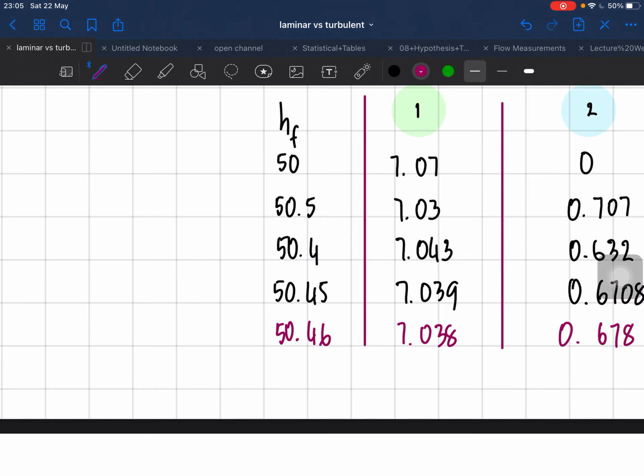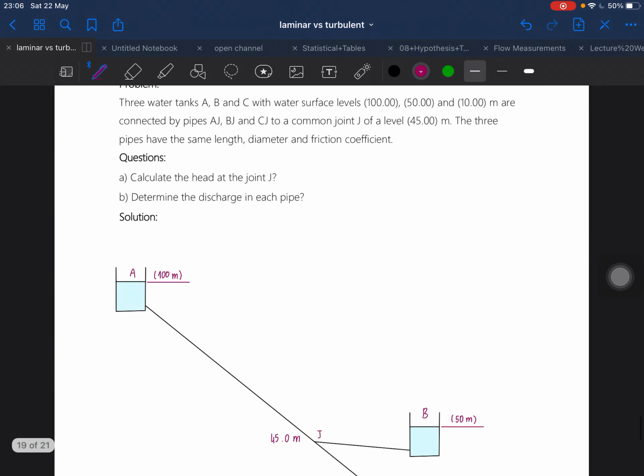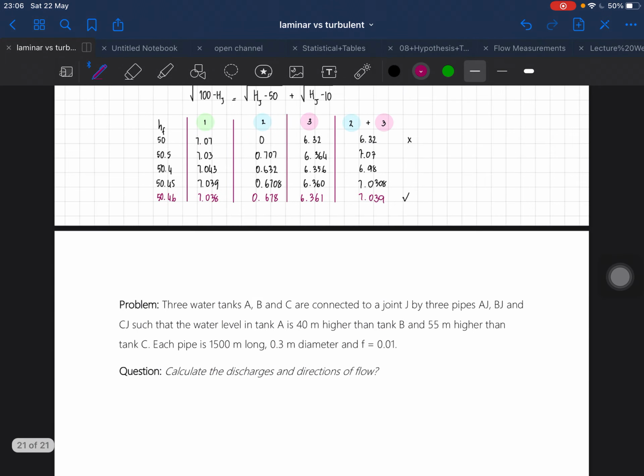So what's the answer? Oh no, it's HG. What were they asking again? Head at joint J.